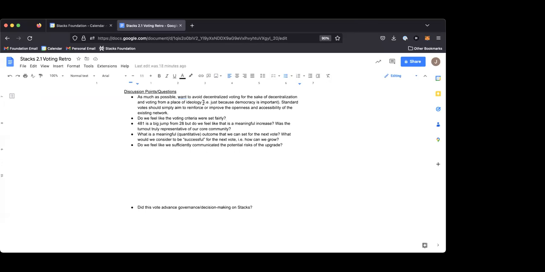I think oftentimes we say things like, there are platitudes like voting is important because your voice needs to be heard. That's true. But it's also equally important that people understand that these standard votes, they're aiming to improve the openness and accessibility of these existing networks. It's not merely a symbolic or principled thing that you're doing.